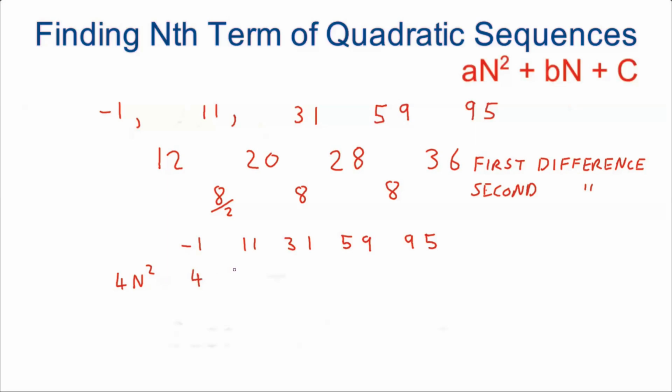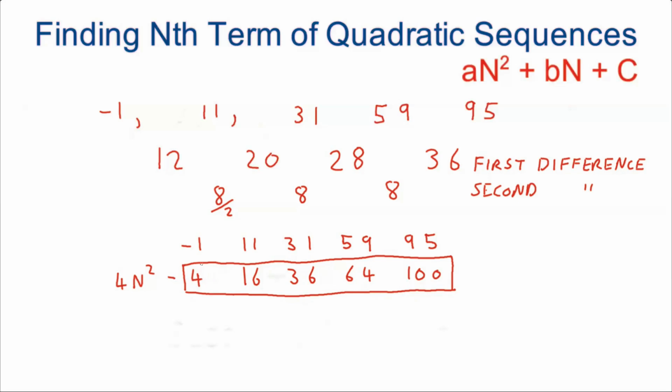And we do that for all of them. 2 squared, 4. Times 4, 16. 9 times 4 is 36. 16 times 4 is 64. And the last one's 25 times 4, which is 100. So that's our 4n squared bit.